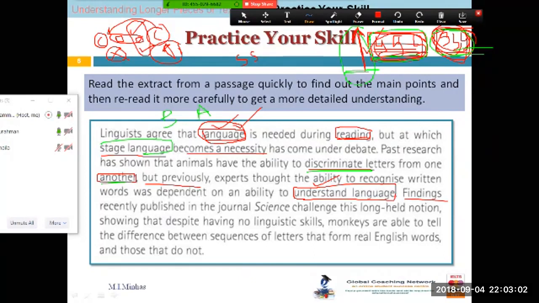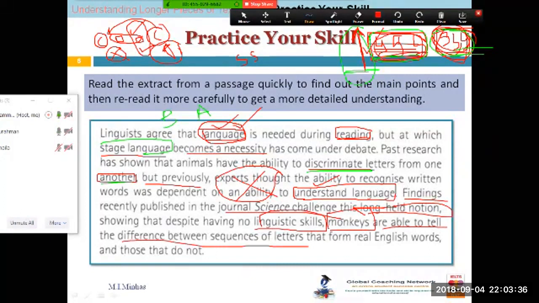But findings recently published in this journal challenge this long held notion. The findings of this recent study have challenged the view that you need to know the language to understand or recognize different words. This research study showed that despite having no linguistic skills, monkeys are able to tell, like monkeys don't know English, right? But still, they are able to tell the difference between sequences of letters that form real English words.